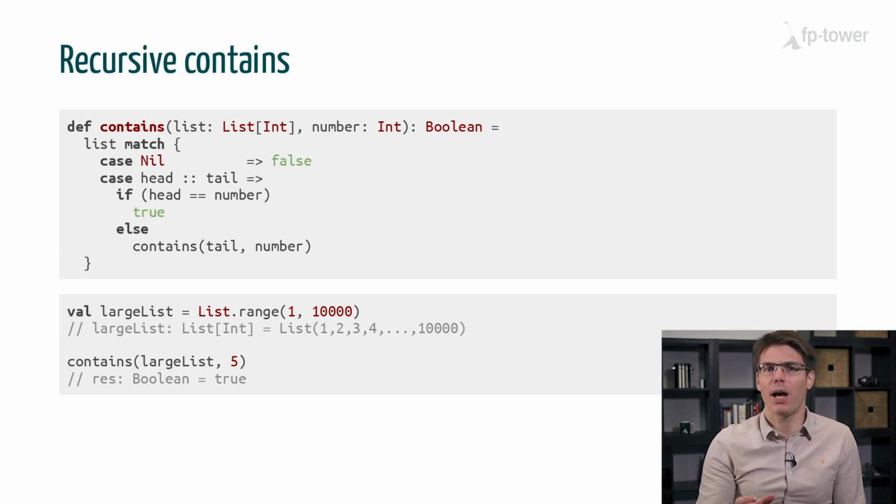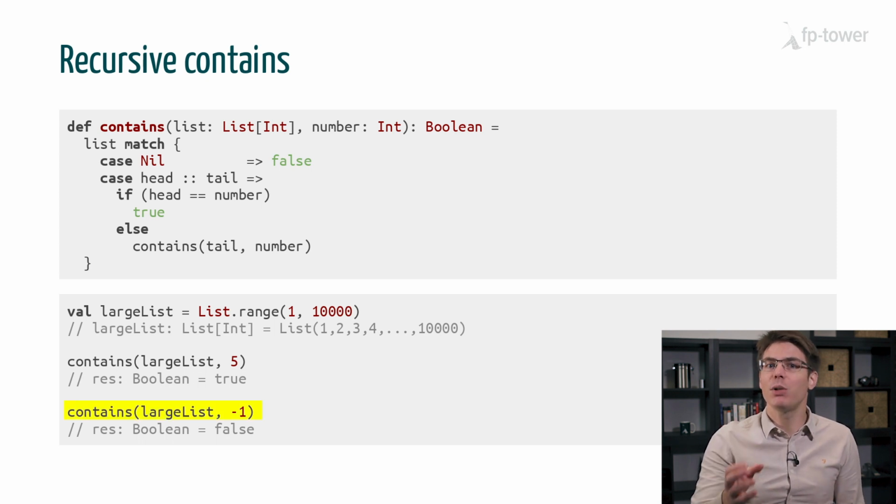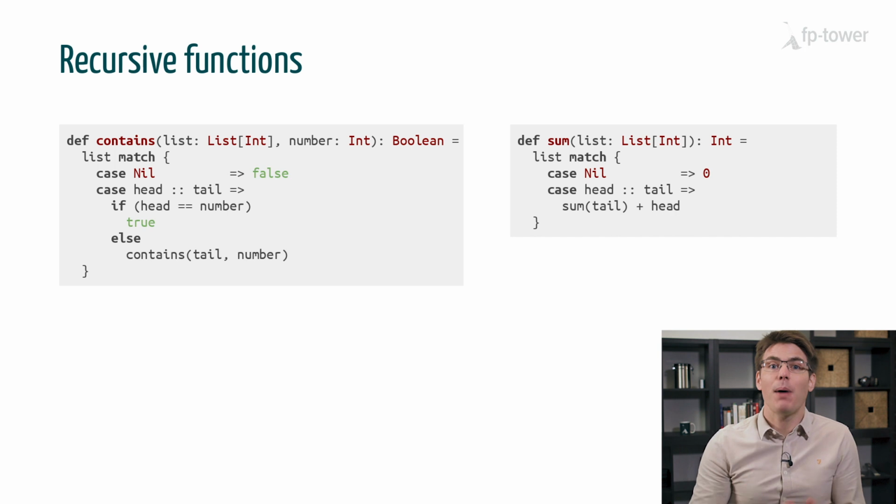Now, what's really surprising is that contains also works on a large list even when the target number is not found. This doesn't make sense because in that situation, contains will call itself recursively a large number of times, and we might have expected this to trigger a Stack Overflow. However, despite the large number of calls made, if we compare contains and sum carefully, we'll notice a difference in the way the recursive calls are made.